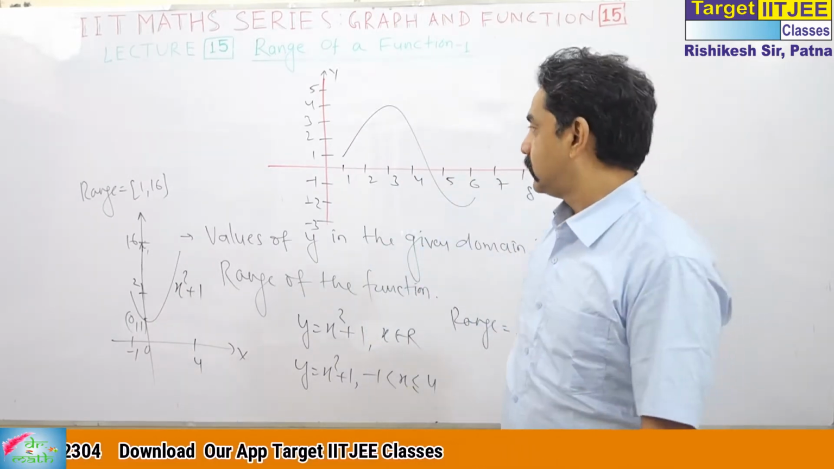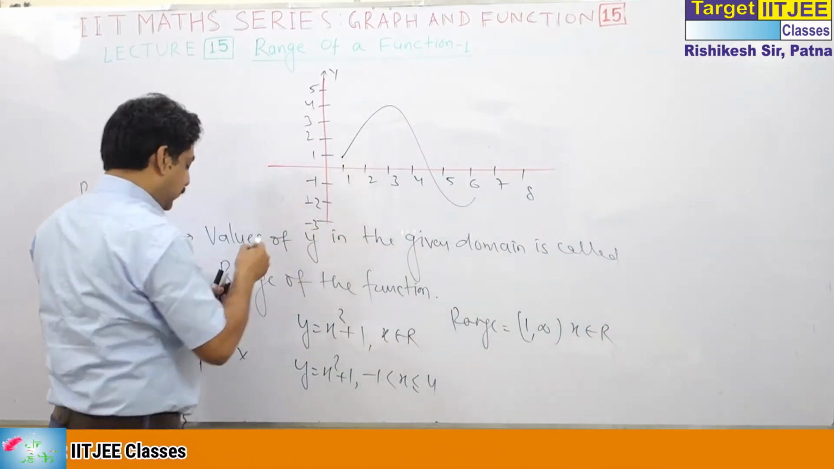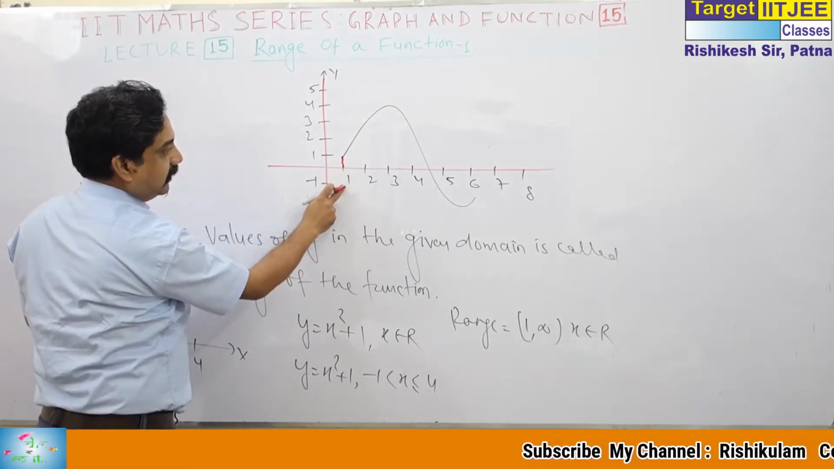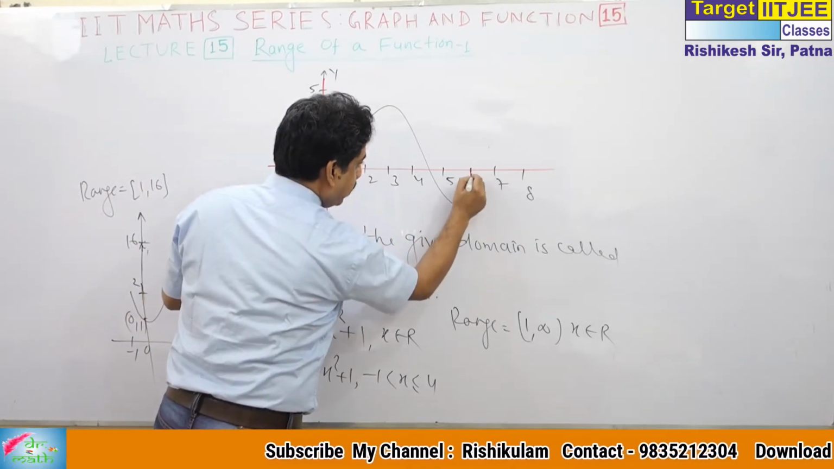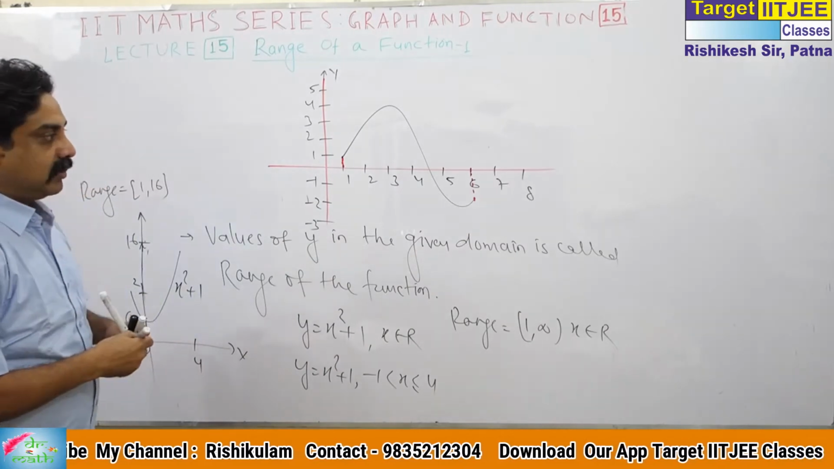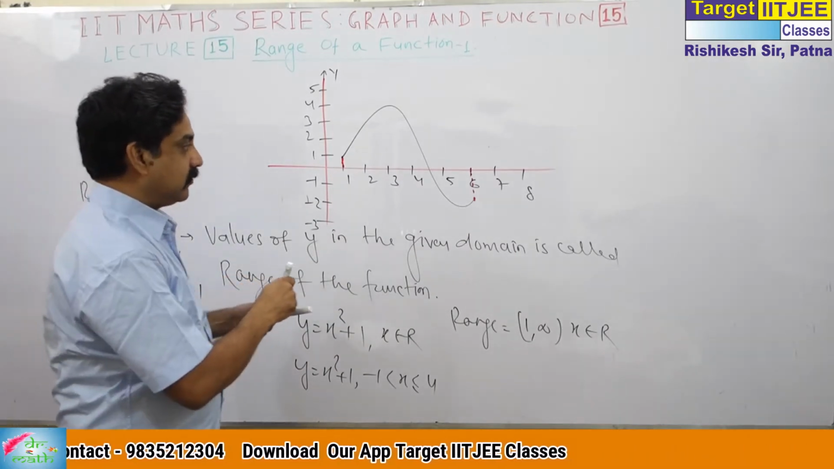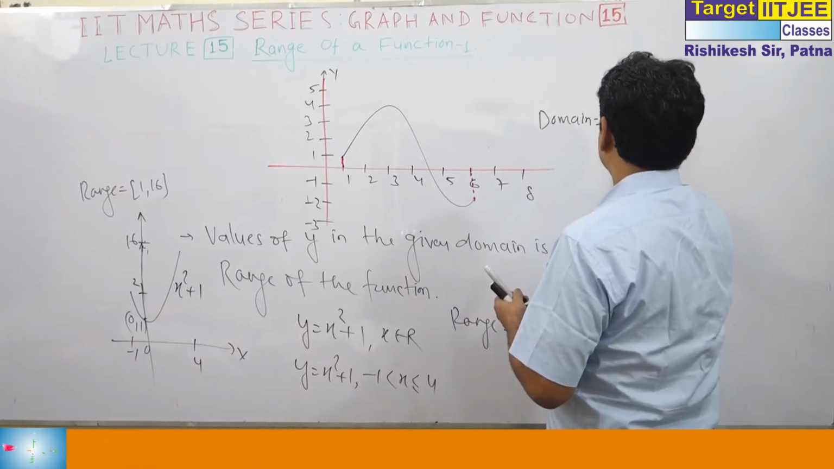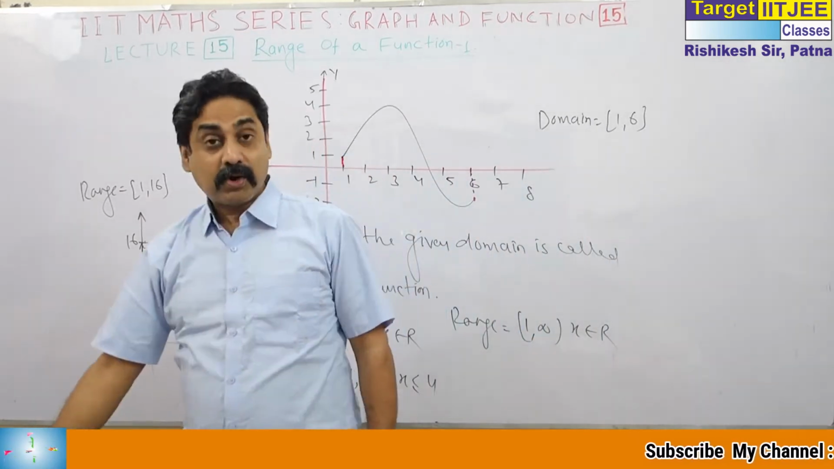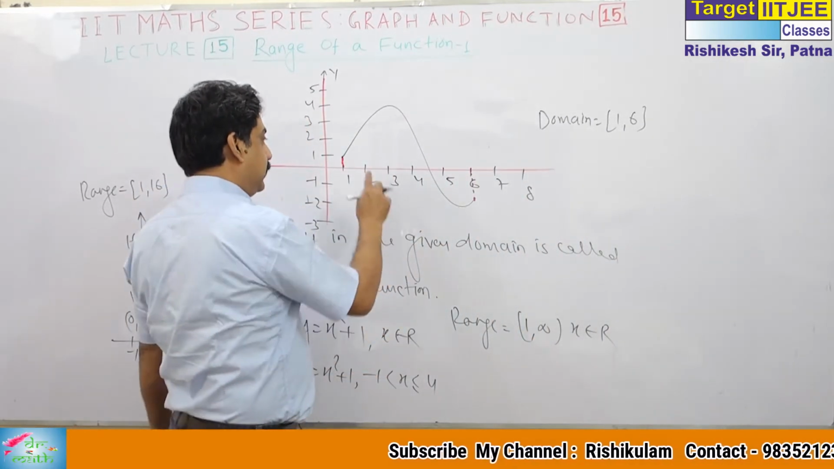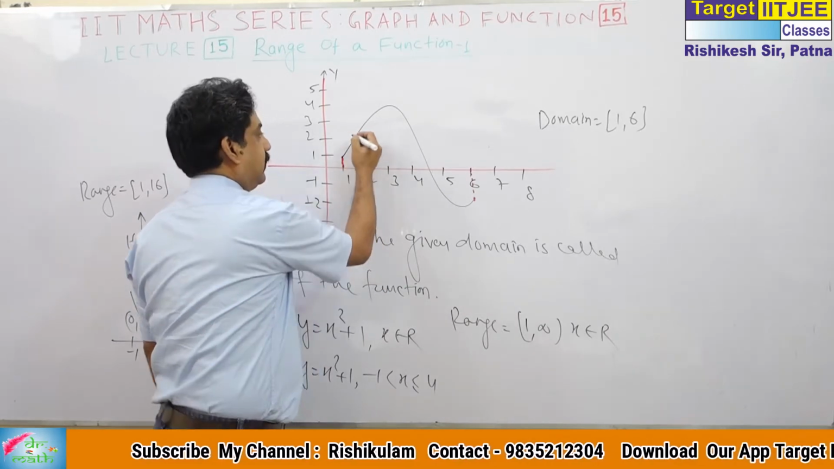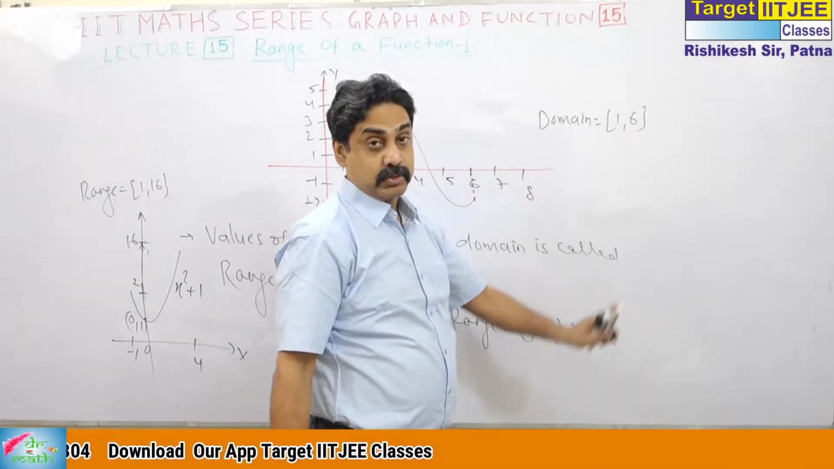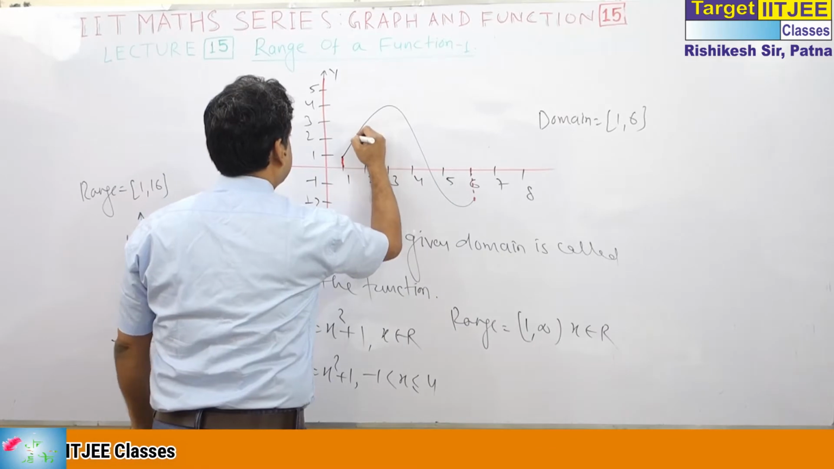Domain is values of x. See the graph, it starts from here. Draw a perpendicular line from here; it touches x at 1. At the end, draw one more perpendicular line; it touches at 6. So values of x in this context, the domain of this function is 1 to 6. Because of continuity, it might be that there is an open interval at 2, and then we say the domain is [1, 6] minus 2. But now I am taking just the continuous case.